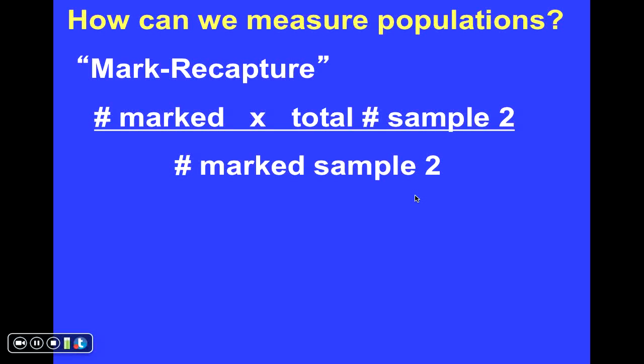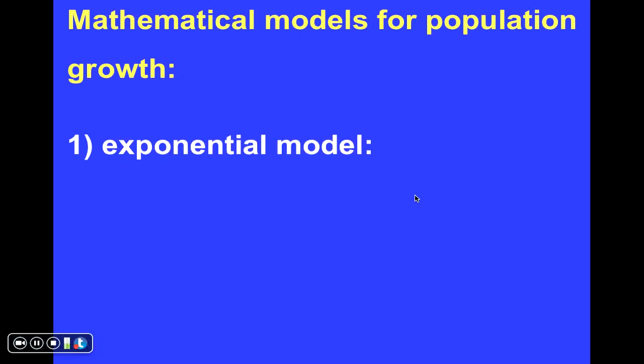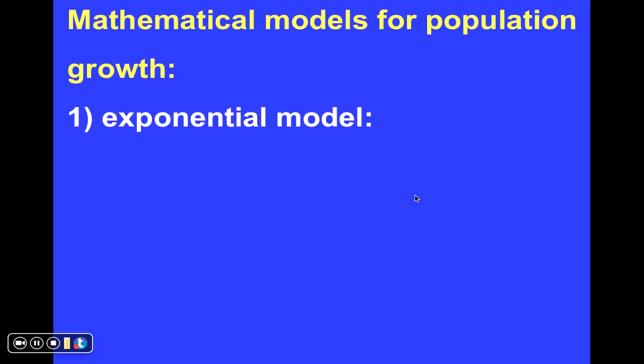So again, there are constraints and problems and pitfalls with that technique, but that gives you a way to estimate population sizes. If you think about trying to describe growth of populations, there are various mathematical models that people use to do this. So for example, we can first of all talk about simple exponential growth. So this is a situation which represents kind of a hypothetical ideal situation.